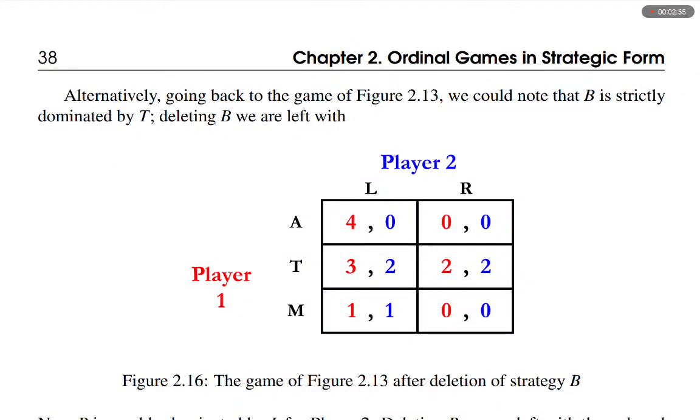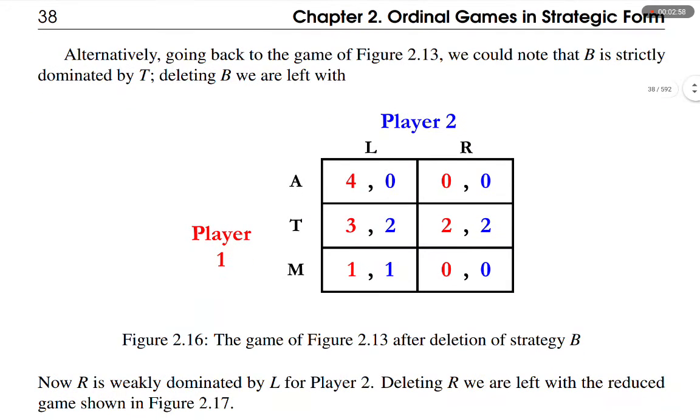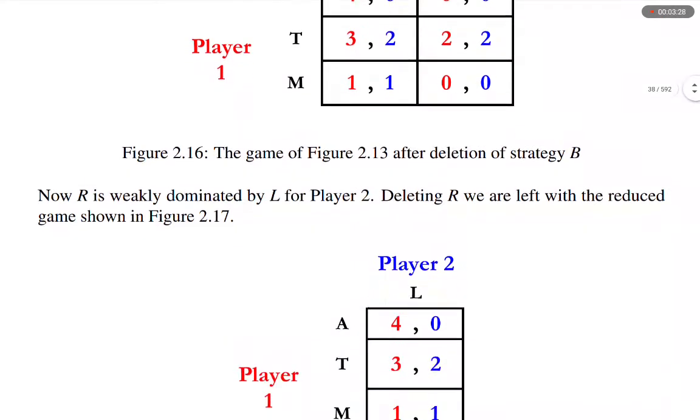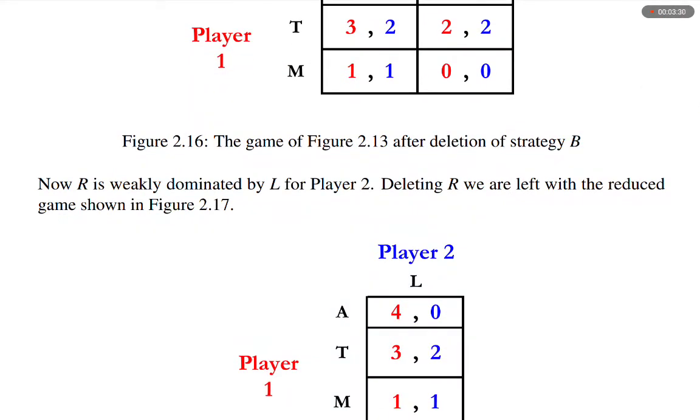Alternatively, going back to the game of figure 2.13, we could note that B is strictly dominated by T. Deleting B, we are left with a 3x2 game where player 1 has A, T, M, and player 2 has L, R. The payoffs are 4, 0, 0, 0, 3, 2, 2, 2, 1, 1, 0, 0. This is figure 2.16, the game of figure 2.13 after deletion of strategy B.